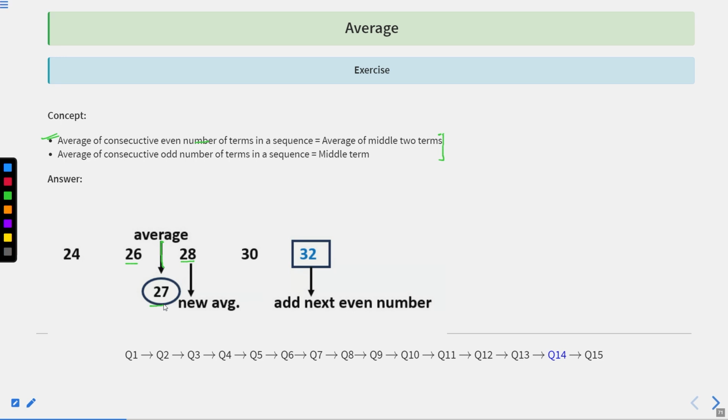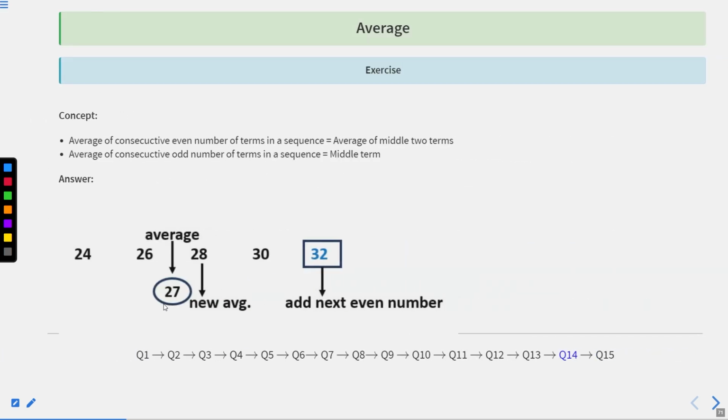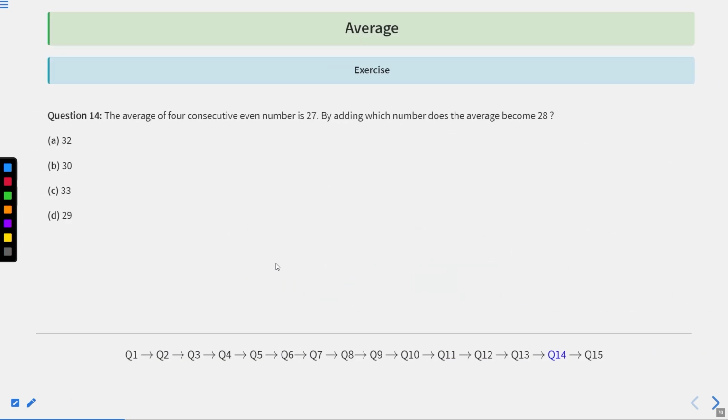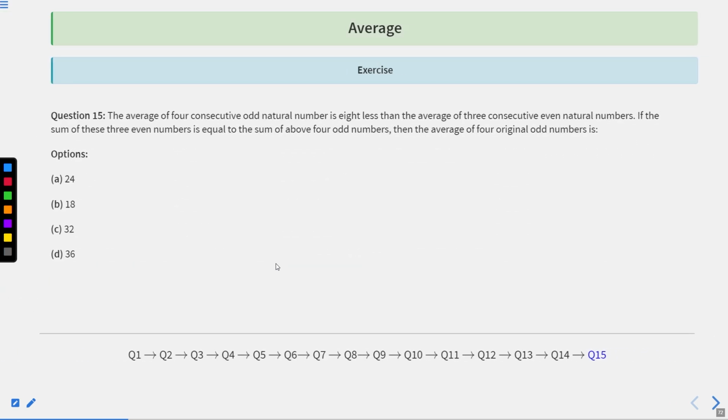Okay, and next thing, by adding which number does the average become 28. So which number should be added so that the new average is 28? So the new average will be 28 when it is in between the numbers 26 and 30. So when you add 30 and 32, the average will become 28. So we have to add the next even number here.